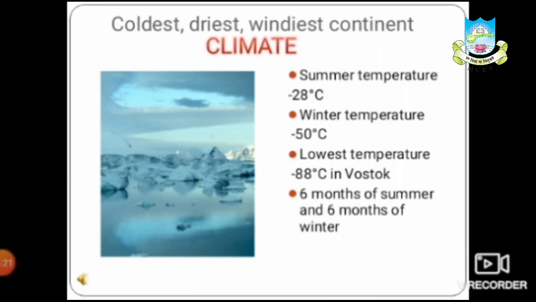The summer temperature recorded is minus 28 degrees Celsius and winter temperature is minus 50 degrees Celsius. The lowest temperature recorded was minus 88 degrees Celsius in Vostok. It has 6 months of summer and 6 months of winter because, as it is located in the South Pole, it receives the slanting rays of the sun. So, Antarctica is the coldest, driest and windiest continent of the world.